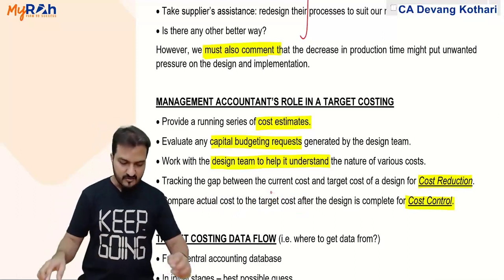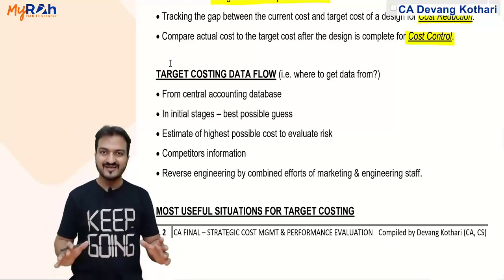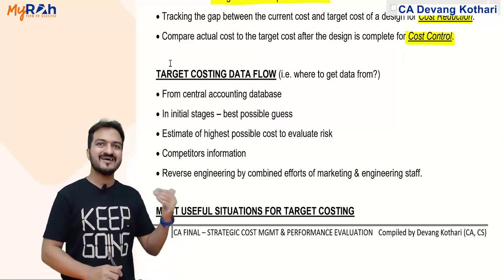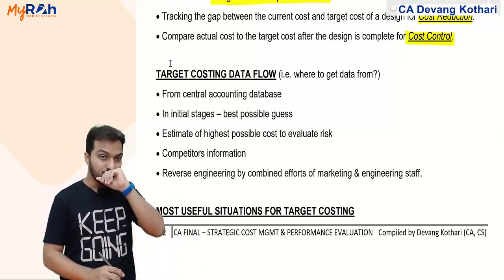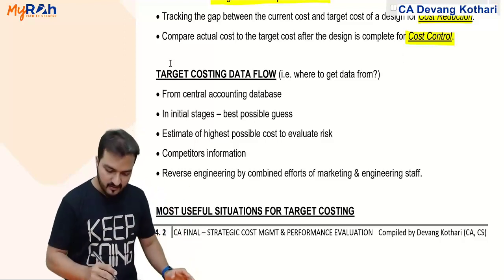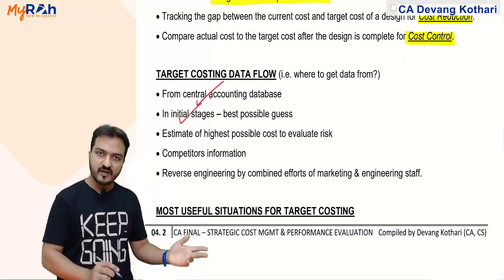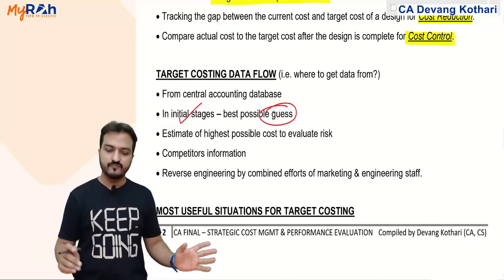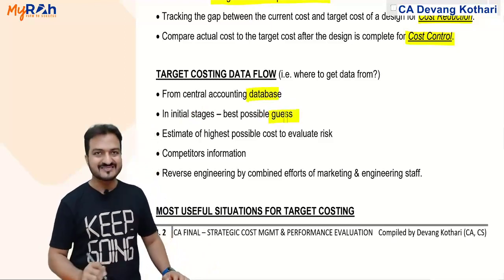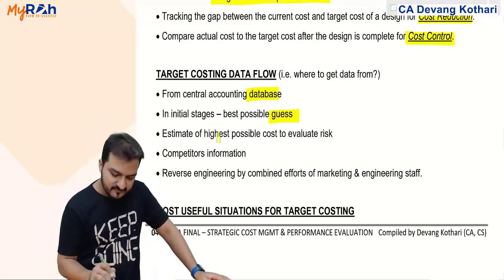Done? Yes. Next is the discussion regarding target costing data flow. Now, where is all this data obtained? Whatever data we need for target costing, where is that data obtained from? Well, for all kinds of analysis in target costing, I can get data from the central accounting database. In the initial stages, you get data by simply guessing work. So either you get the data from the database or from simple guessing work or an estimate of highest possible cost.